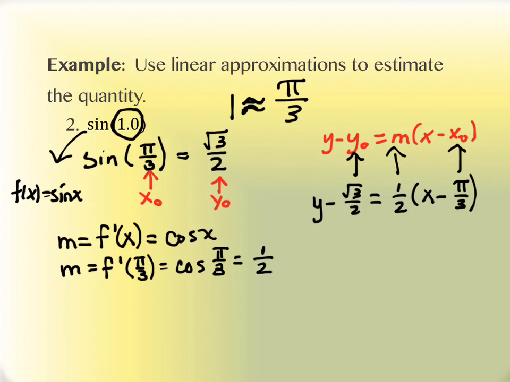Or if you were looking in the back and they write it as L of x, they're going to write it something like this, square root 3 over 2 plus 1/2 times x minus pi over 3. Something like that instead.